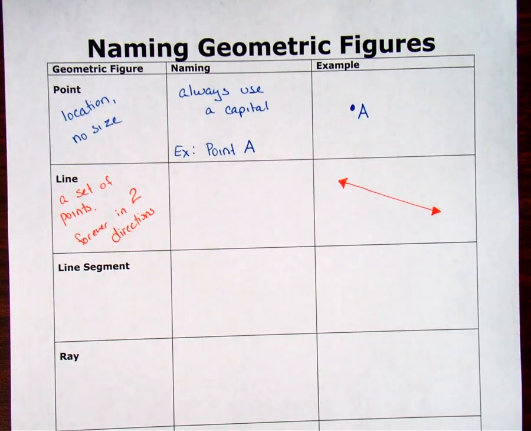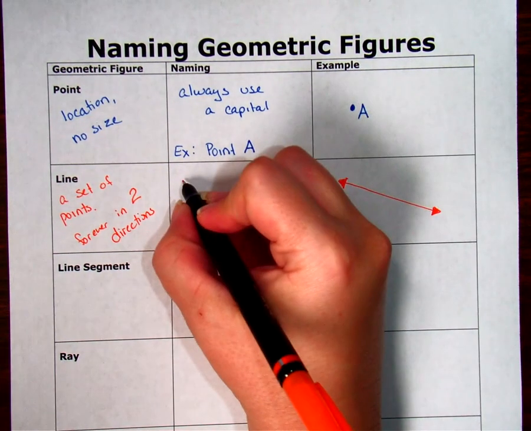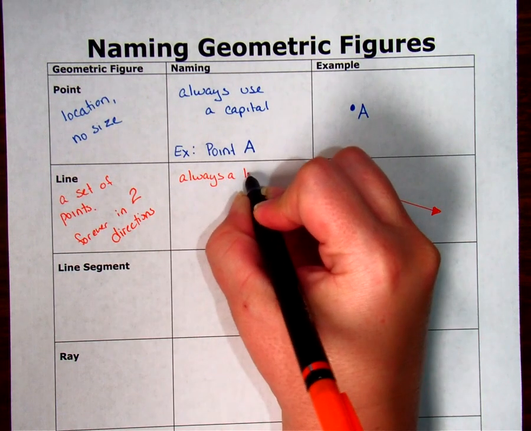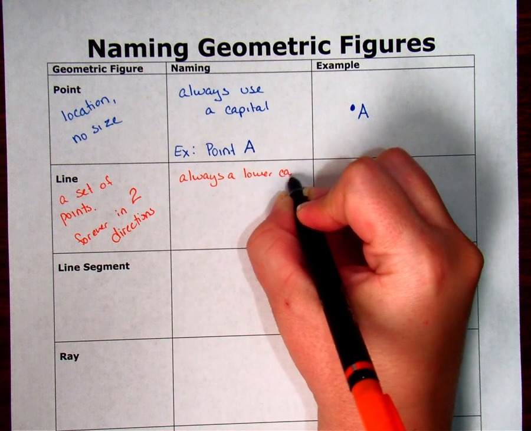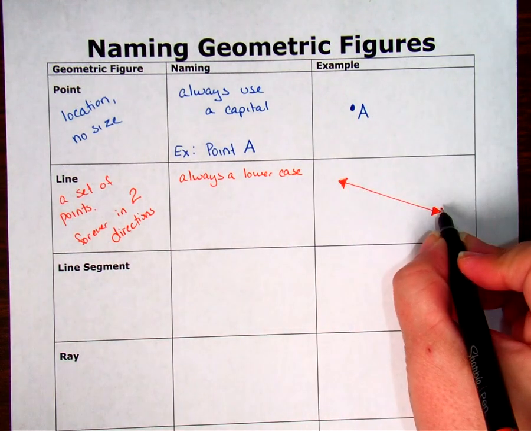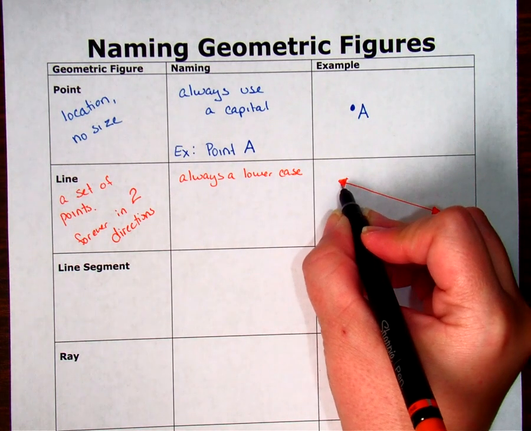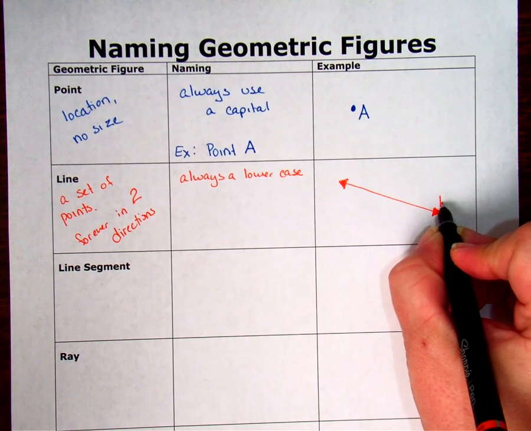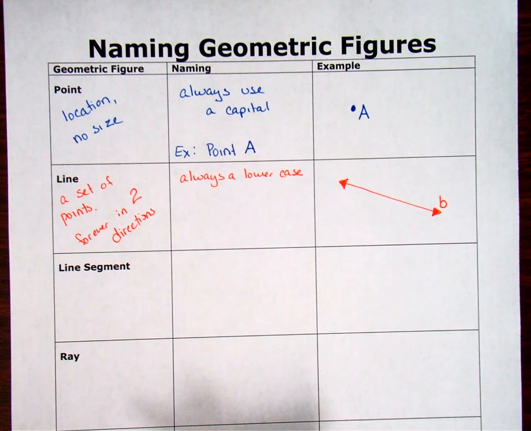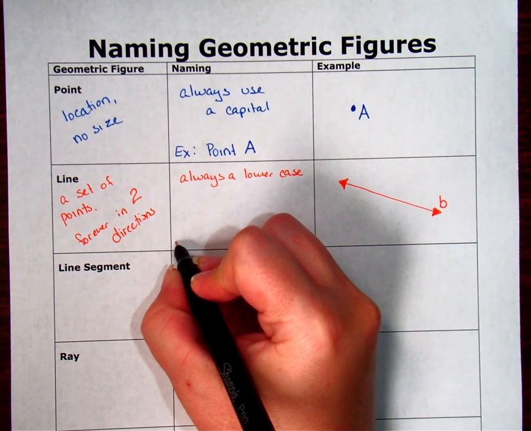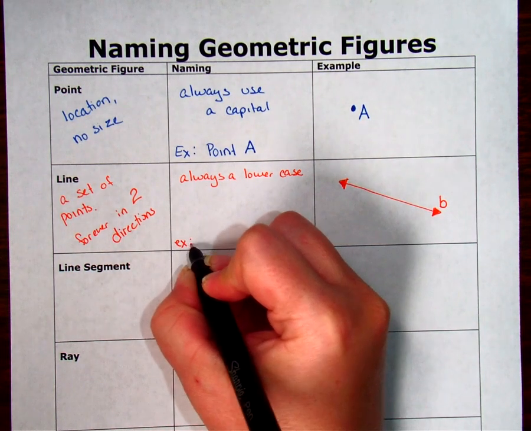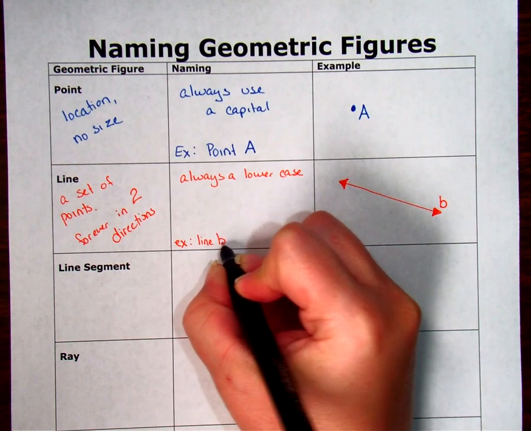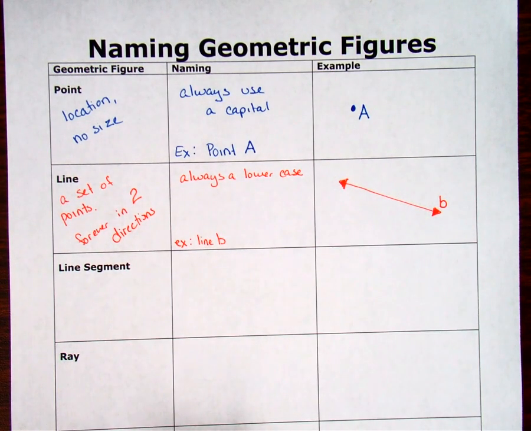To name our line, it will always have a lowercase letter. So next to one of the arrows, either the one on the left or the one on the right, it can be on either end, you'll see a little lowercase letter. In this case, I'm going to call this line b. So my example is, I could call this line b. Notice I wrote the word first, line b.